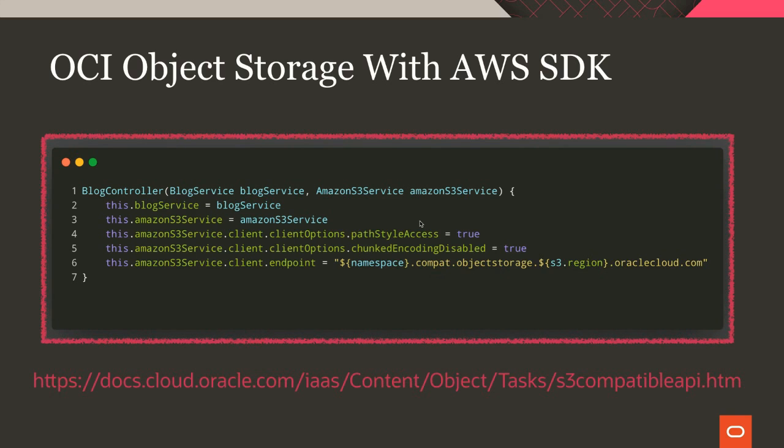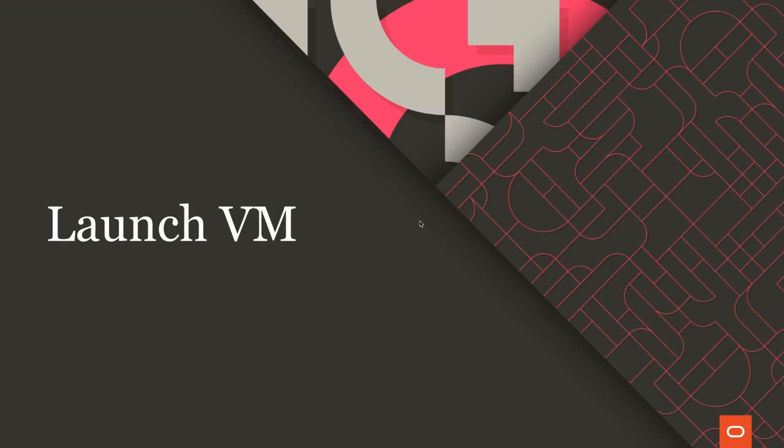Again, this is Amazon code. This is code that is used to interact with S3. I added lines 4, 5, and 6, and my application worked perfectly going forward with the new object storage bucket. And the link at the bottom of the page there tells you a little bit more about the S3 compatible API. So check that out. So the next thing we need to do is launch a VM.